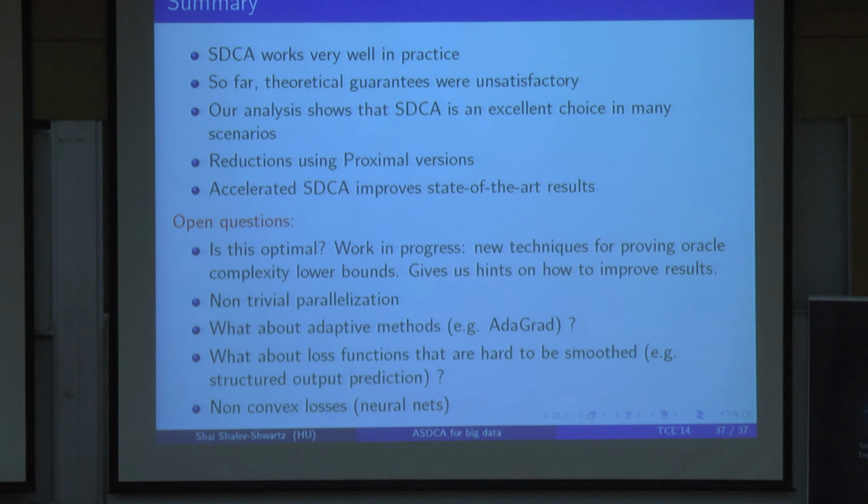There are many open questions. First, we still don't know if this is optimal. Maybe you can do even better. How to do non-trivial parallelization. What about being adaptive to the geometry of the specific data that you have? What about loss functions that are hard to smooth, like what people have in structured output problems? And of course, what about non-convex losses, neural nets, and all that?